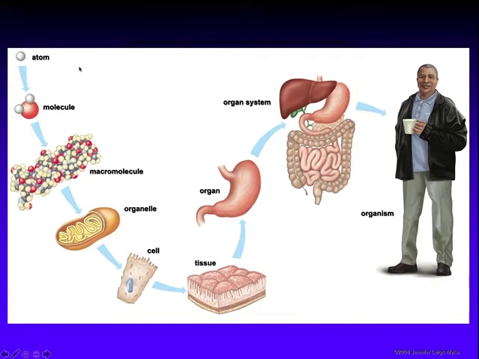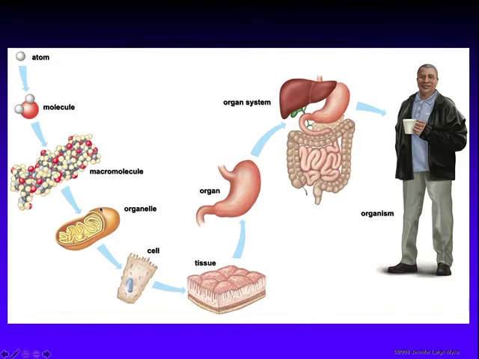So the tiniest level is the atom. Those are the building blocks of matter. Atoms hook up through chemical bonds to form molecules, which can hook up through more chemical bonds to form macromolecules, big molecules, which can associate together inside of cells to form organelles, which are chambers where special chemical reactions take place that let the cell survive.